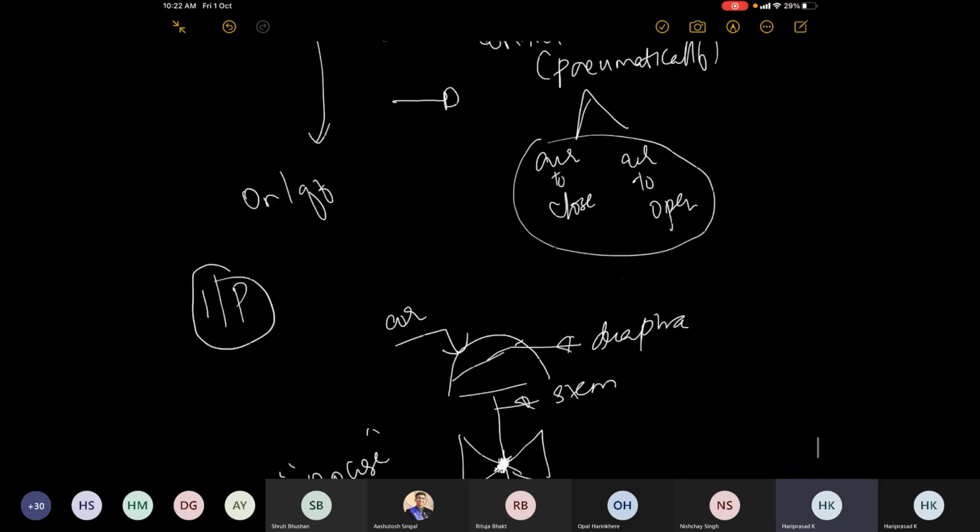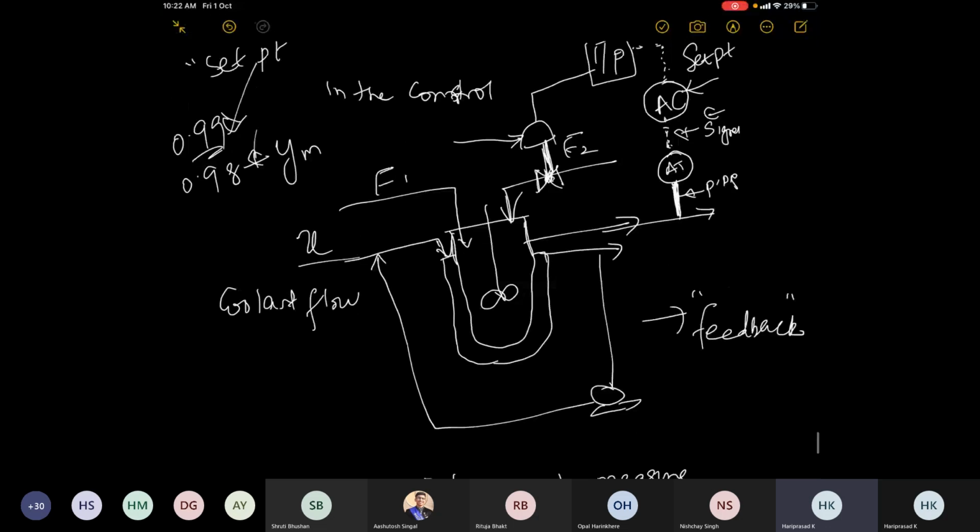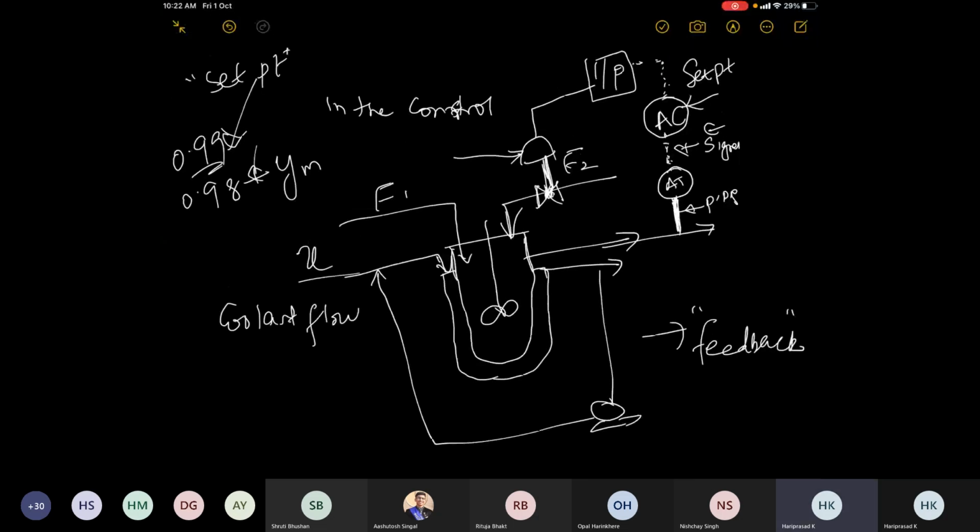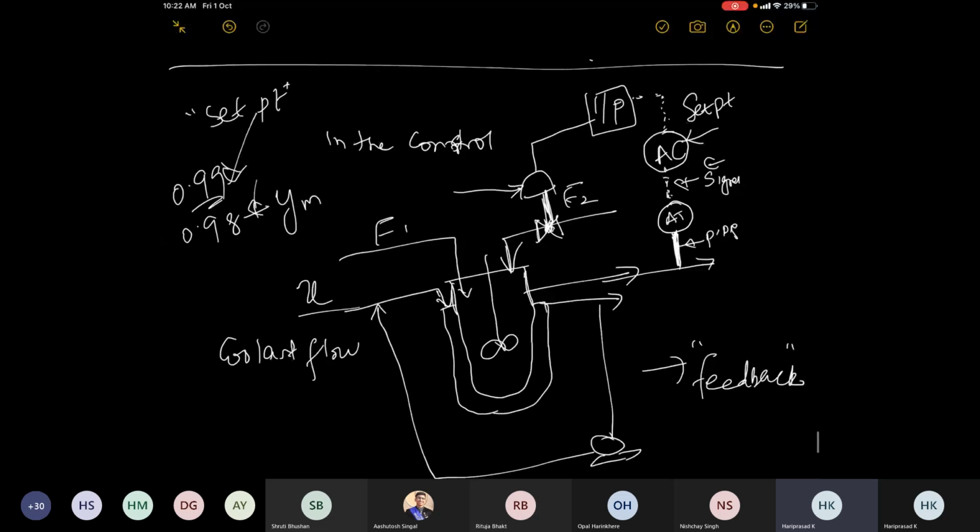So it is the final control element in the control loop. The whole thing that you see here is a loop. It starts from here, and this whole thing is a loop. So that's why it is the last element in the loop.